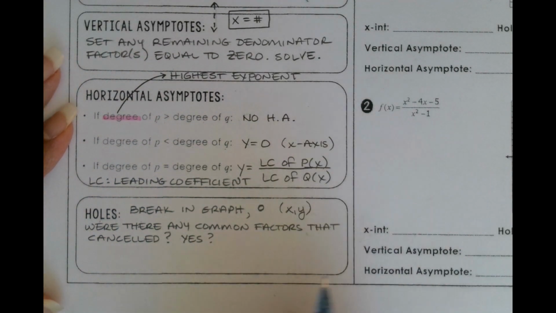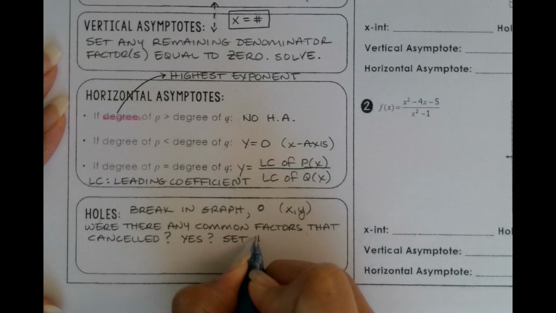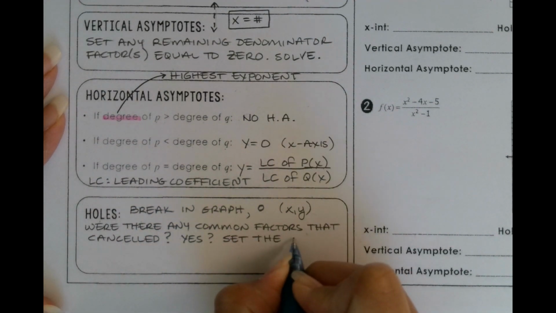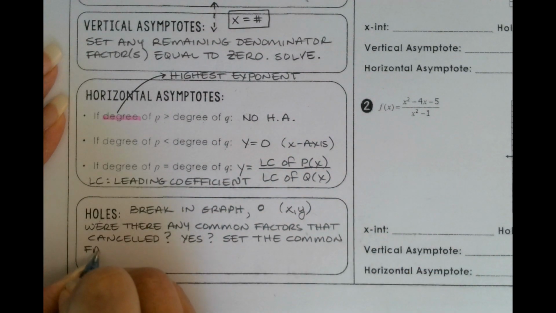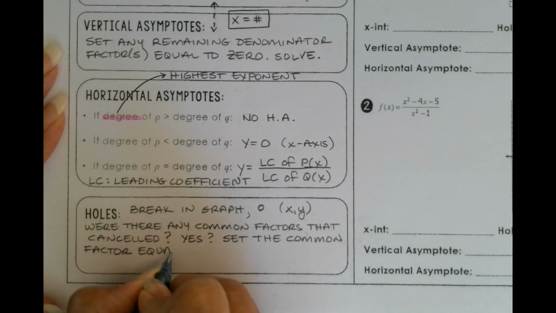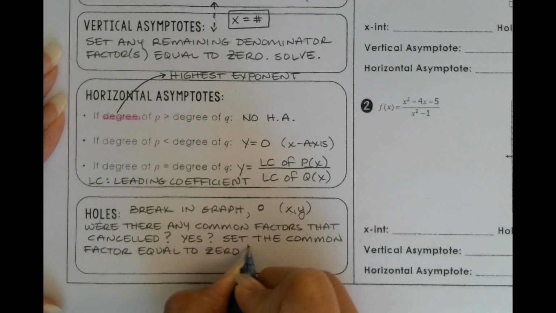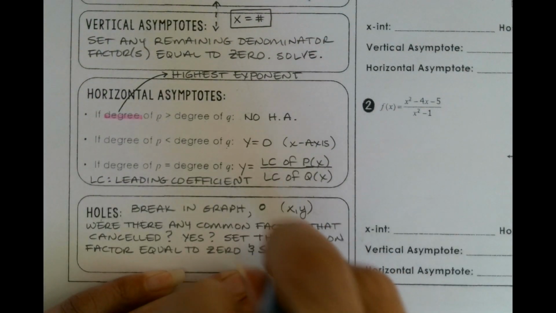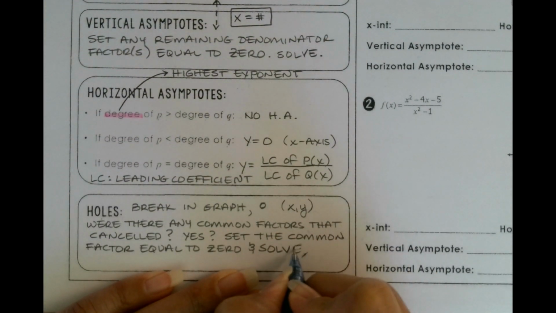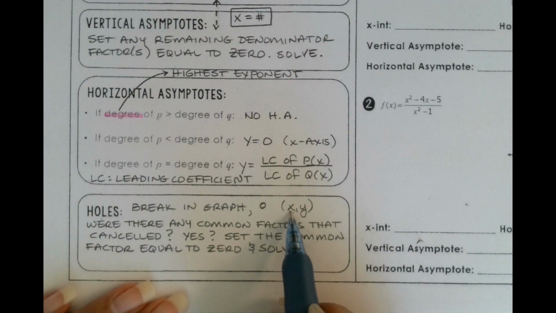then you will proceed to set the common factor. So whatever factor got canceled, I need you to set the common factor equal to 0 and solve. Okay? That will then give you the x-coordinate of the hole. Okay? That will give you the x-coordinate.